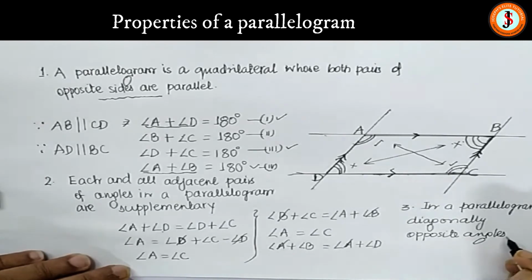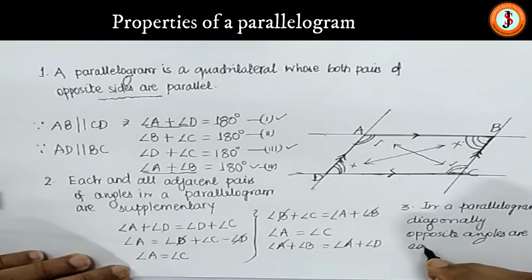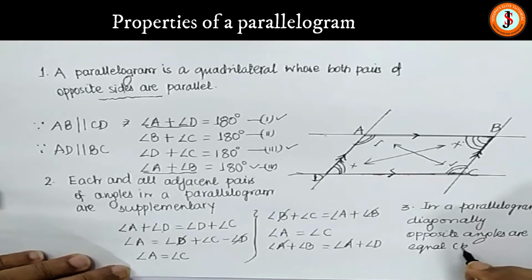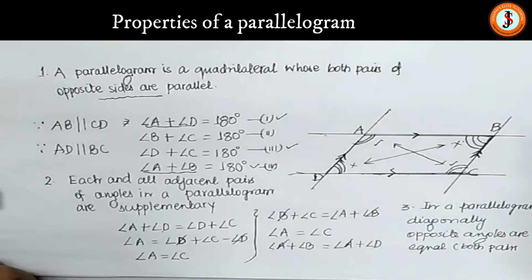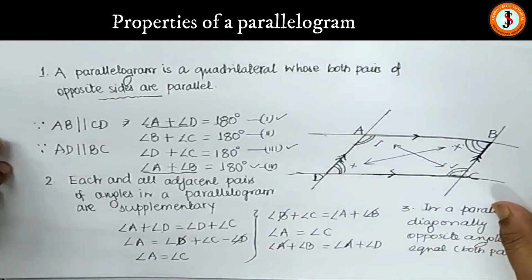Angles are equal, both pairs. We can write both pairs. So then children, so easy now. Suppose somebody gives us a question.